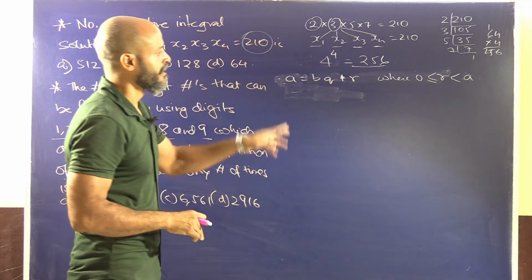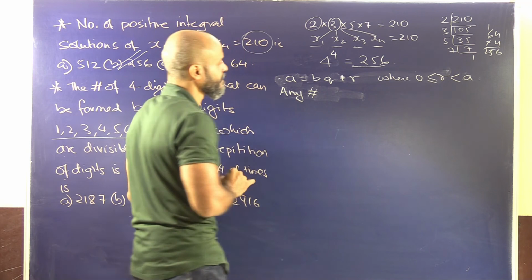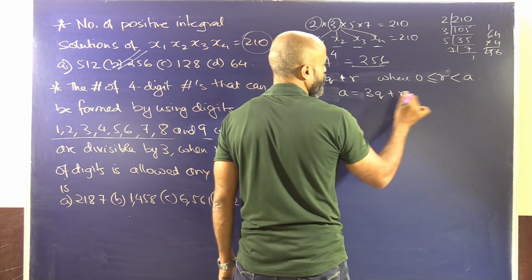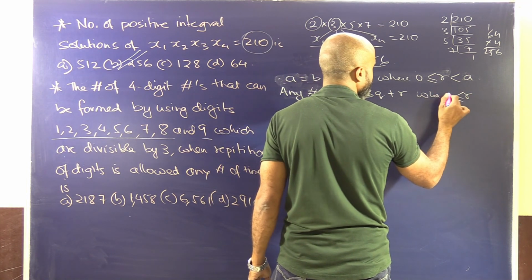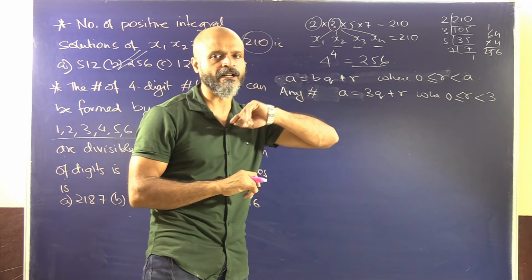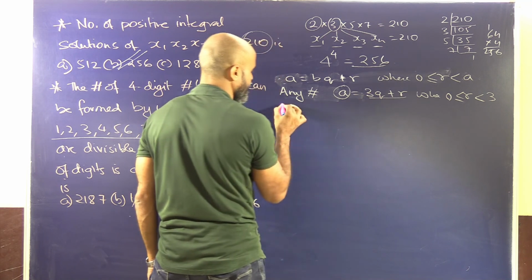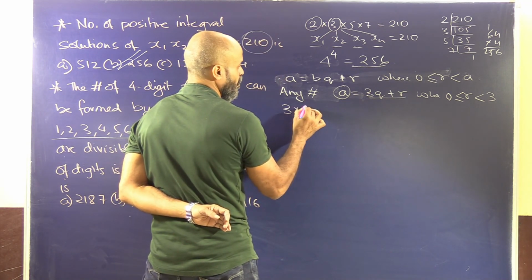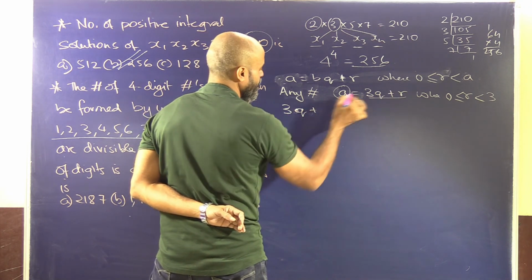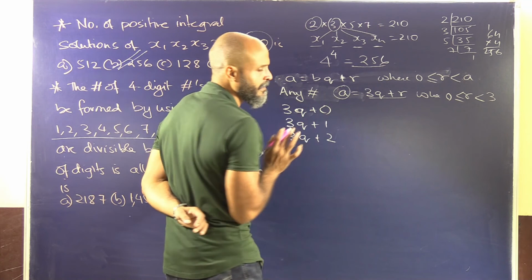Okay, clear? So by this we can say that if we take 3 as the divisor, any number, let's say a, can be written as 3q plus r, where the remainder is greater than or equal to 0 and less than 3. So what combinations can we have? Any number can be expressed as 3q if the remainder is 0, 3q plus 1 if the remainder is 1, and 3q plus 2. These are the only remainders that we are going to get.